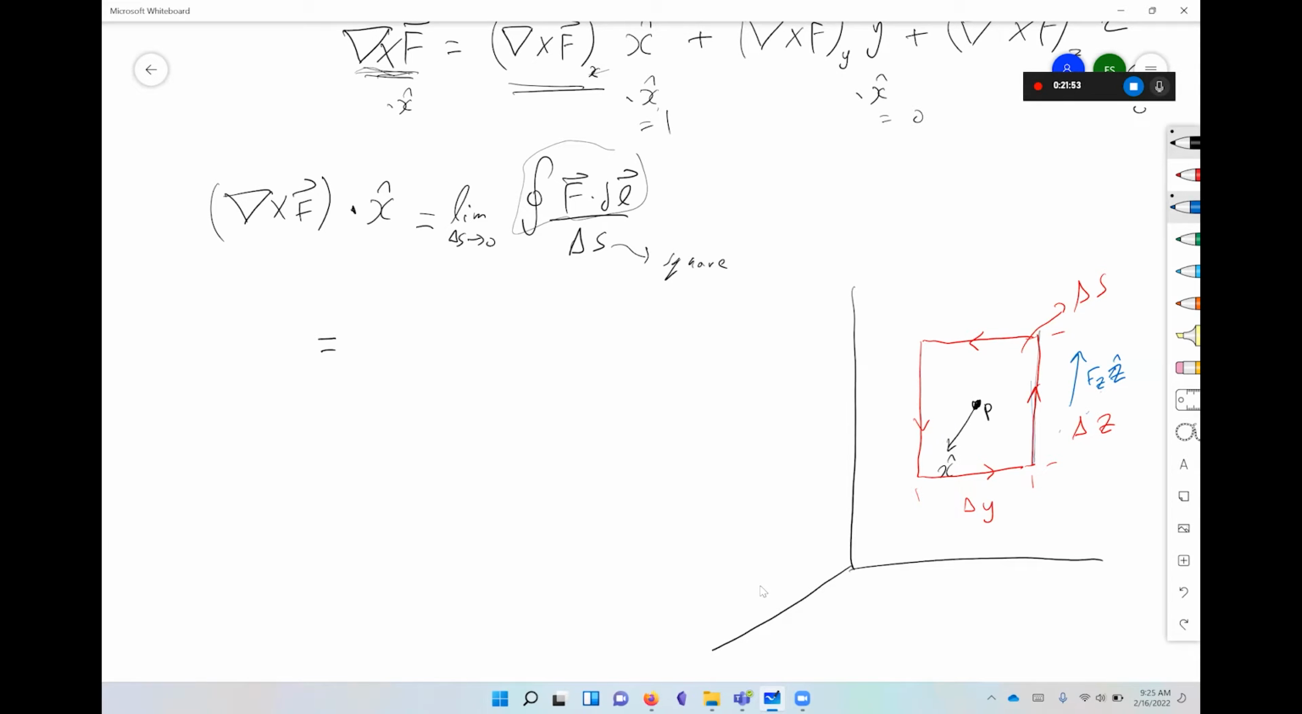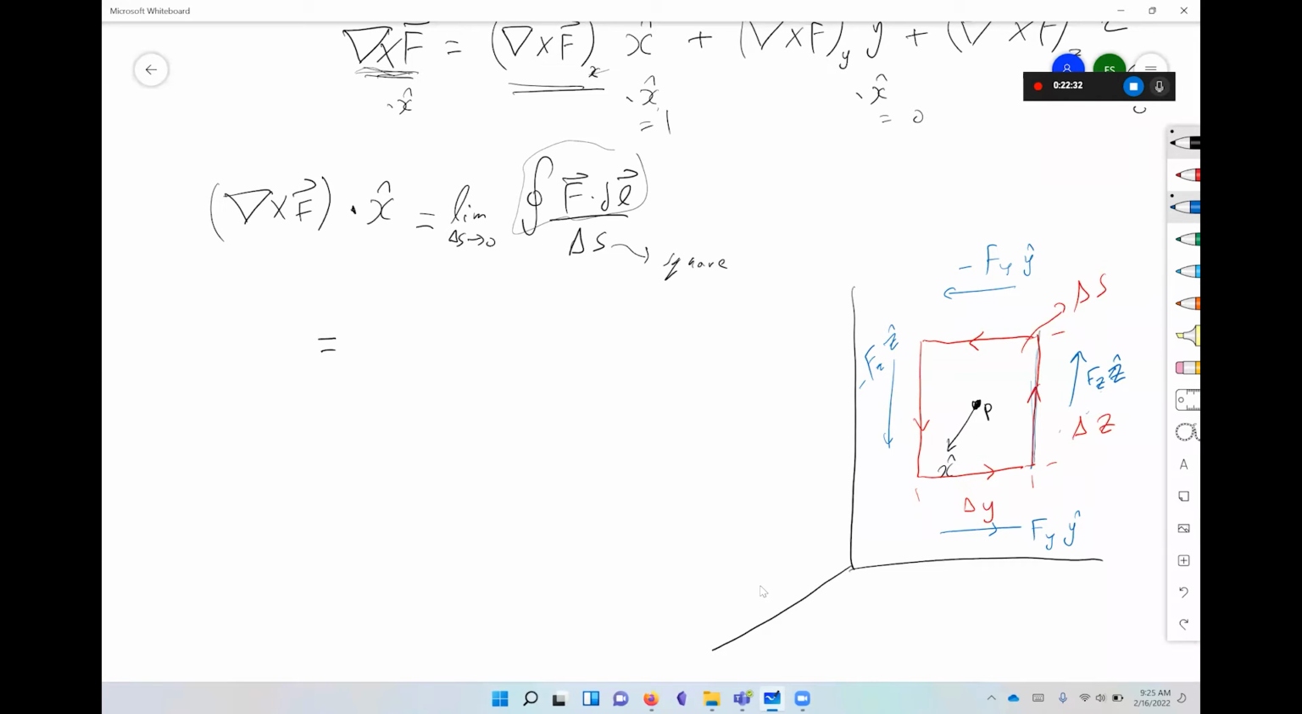Same thing on the other side. The only thing that contributes to the line integral on this path is minus Fz z hat. The only thing that contributes in this direction is Fy y hat, and on the opposite side it is minus Fy y hat. I'm writing the components of the field on every part of the path that are the sole contributors to the integration along that path. Dotting x hat, z hat and y hat along the other directions gives me 0.